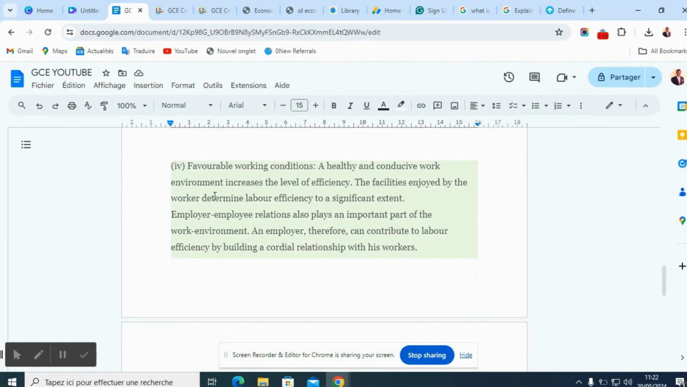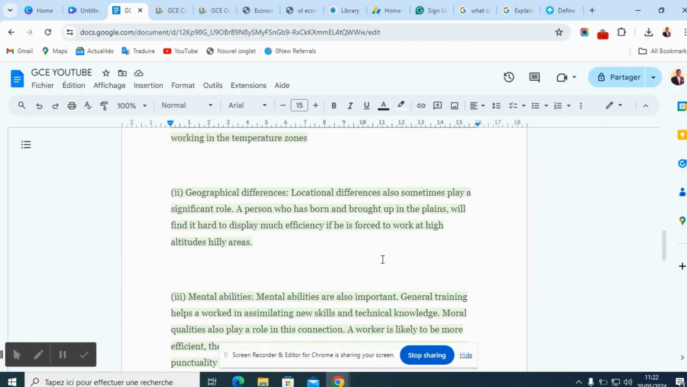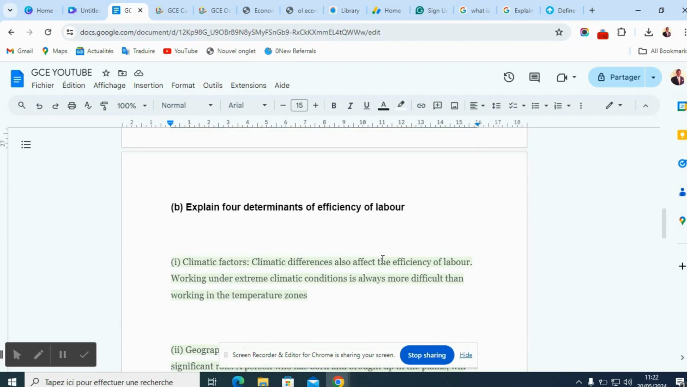The fourth one is favorable working conditions. A healthy and conducive work environment increases the level of efficiency. The facilities enjoyed by the worker determine labor efficiency to a significant extent. Employer-employee relations also play an important part in the work environment. An employer therefore can contribute to labor efficiency by building a cordial relationship with his workers. So those are the four determinants of efficiency of labor.